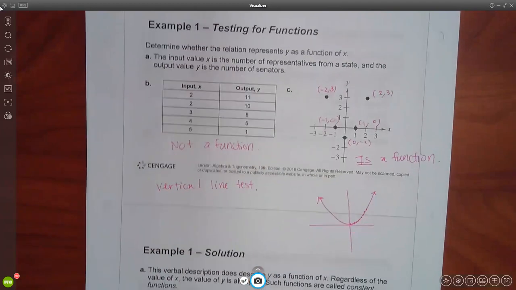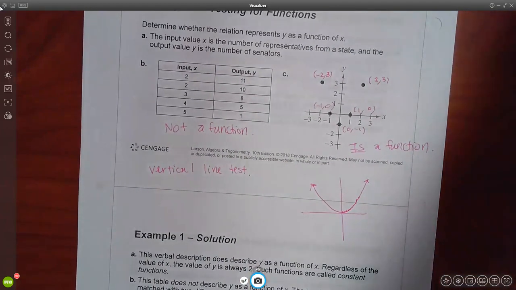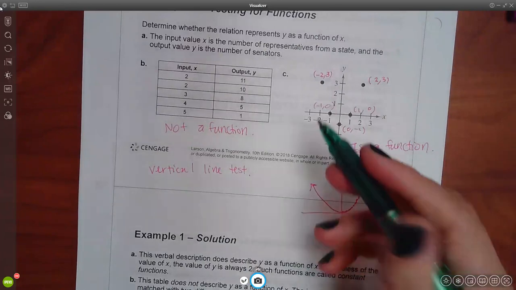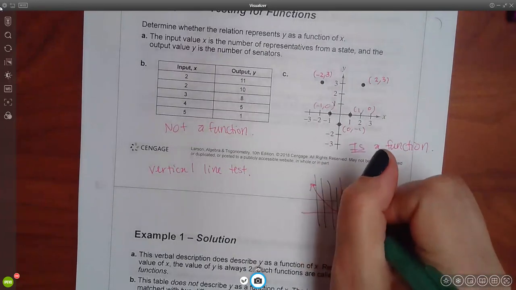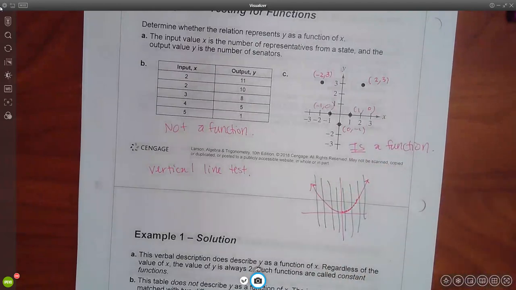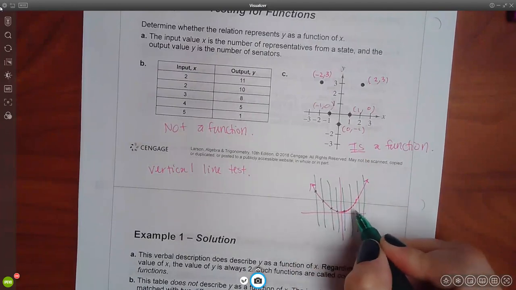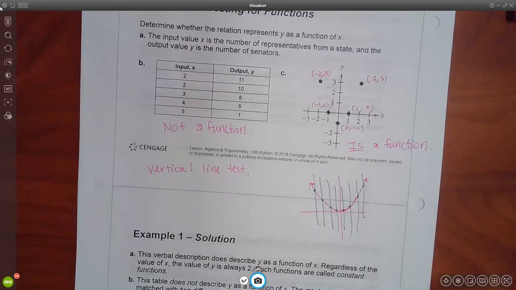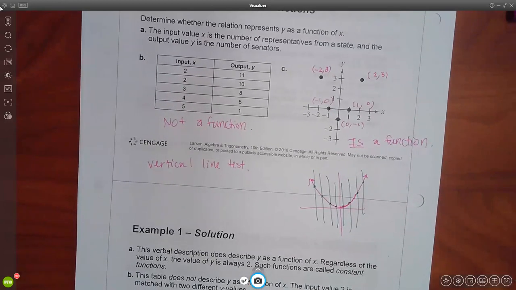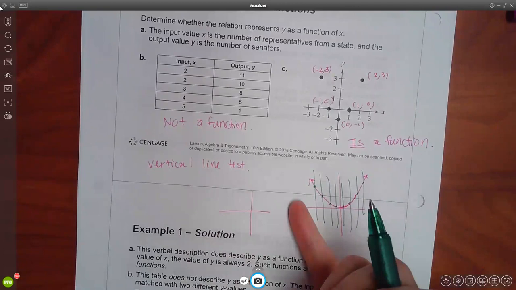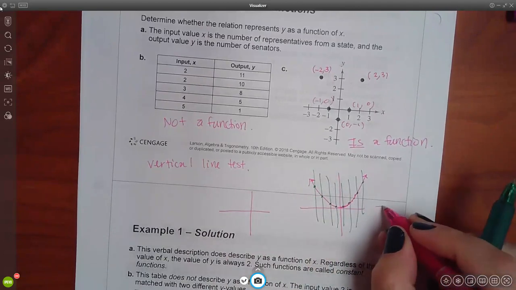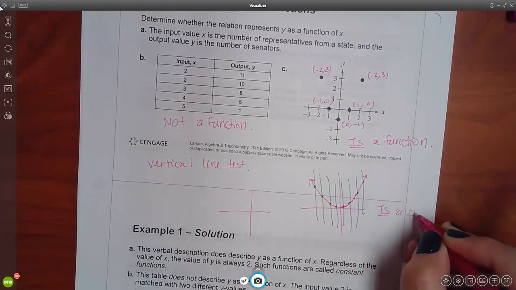Okay. And what the vertical line test says is that if you were to draw a bunch of vertical lines, any vertical line you wanted, none of them should be touching the graph more than one time. Do any of my green lines touch the graph more than one time? No, this one touches it here, here, here, here, here, but it doesn't touch it twice, does it? Now, what happens if I had a curve like this? So as long as that's happening, you would say this one is a function.